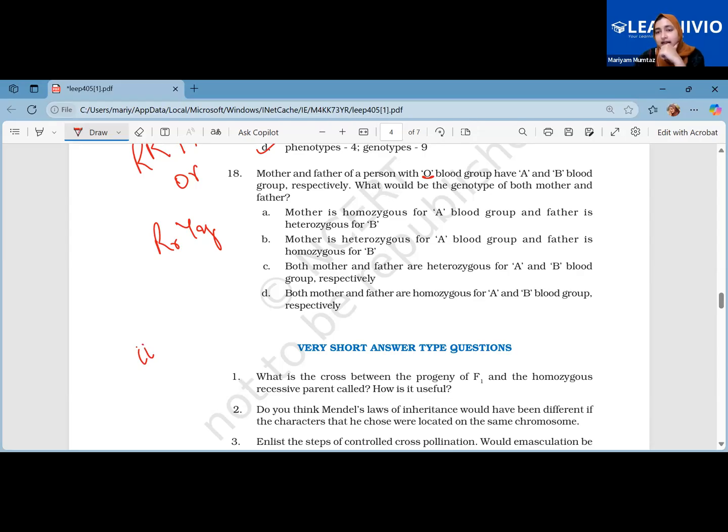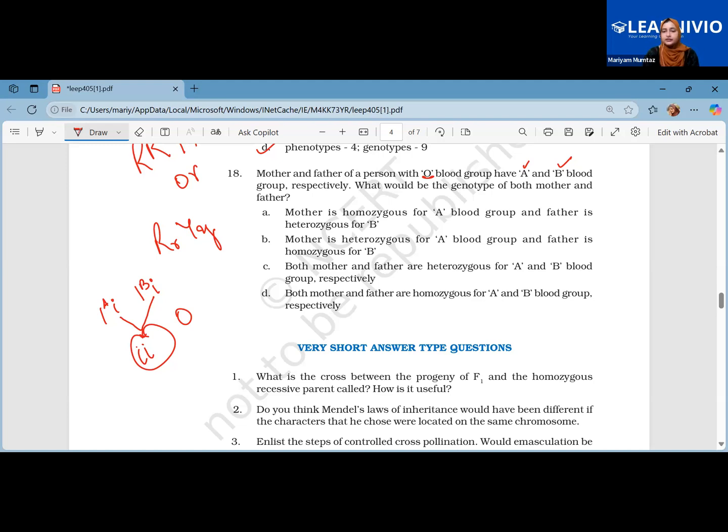Now they are saying that the mother is A blood group and father is B, but still their offspring is O. So here the mother, if she is heterozygous and the father is also heterozygous, when their recessive genes combine, the offspring would be of O blood group. So both the mother and the father are heterozygous, right? Any doubts? Okay.